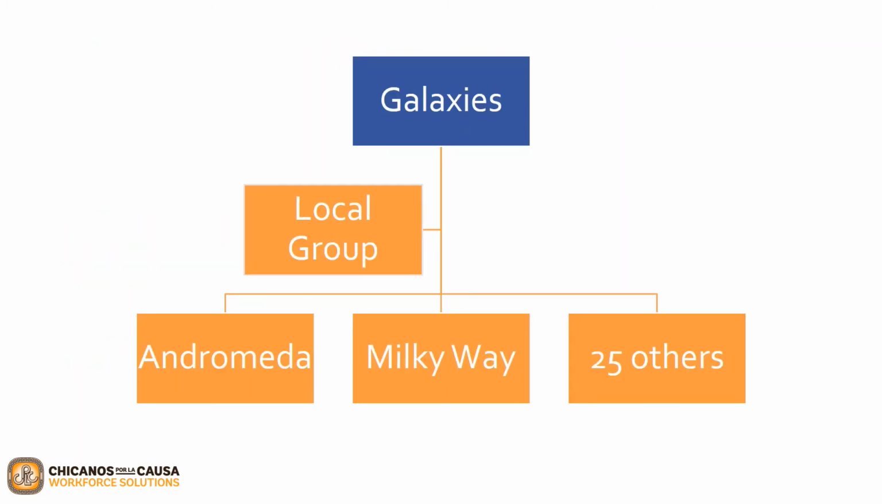The Milky Way galaxy is part of a group of galaxies called the Local Group. The Local Group is made up of 27 galaxies. Both the Milky Way and Andromeda are the largest galaxies in the Local Group.